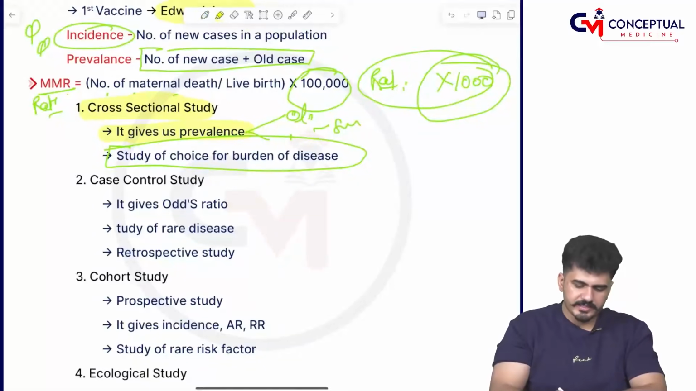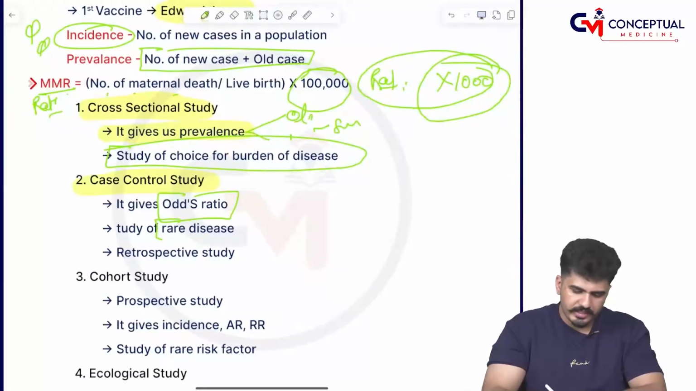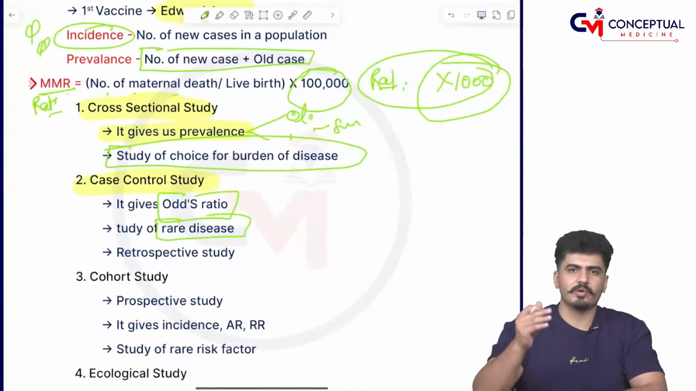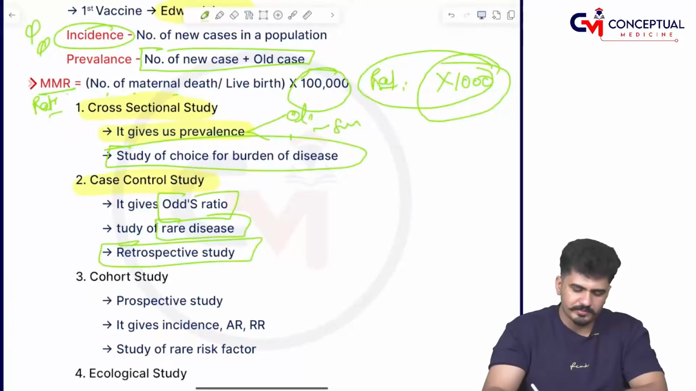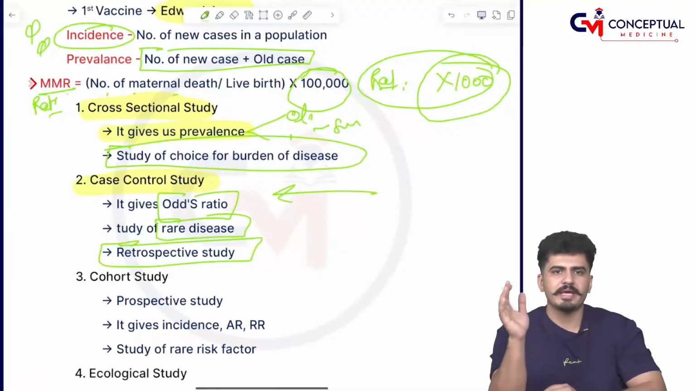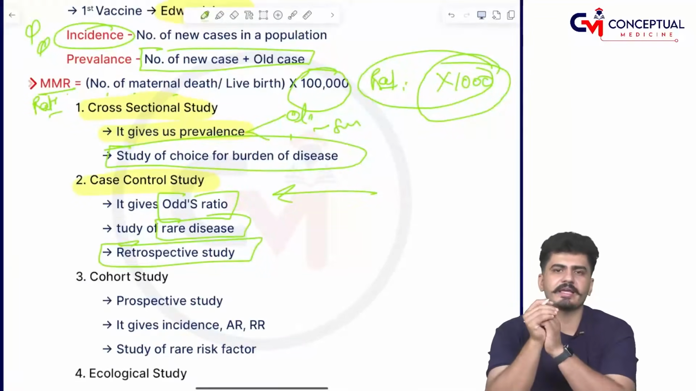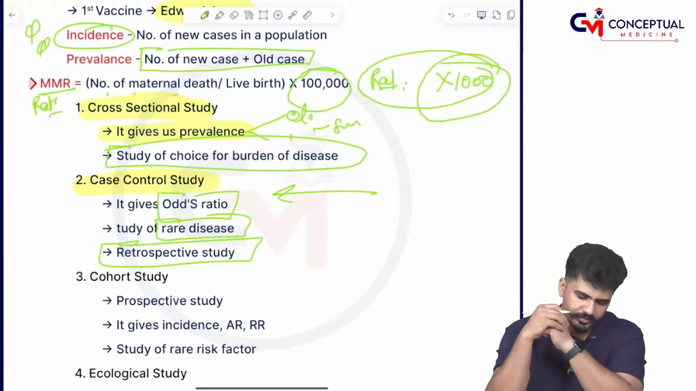Now next is a case control study. It gives you odds ratio. It is a study of a rare disease. Now case control study is a backward study. That is why it is called a retrospective study. Like in the COVID we did, sir.